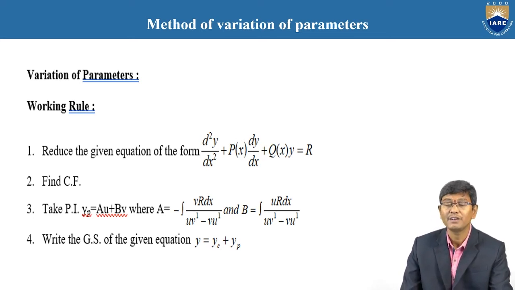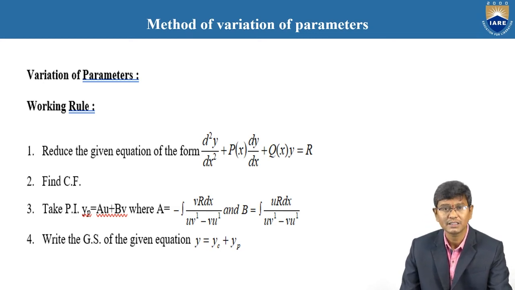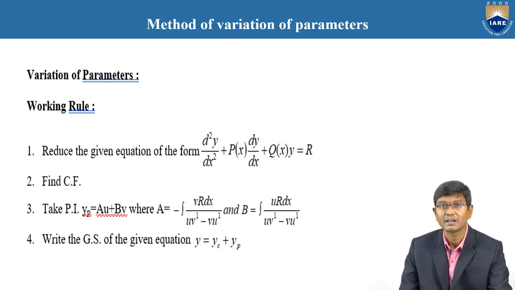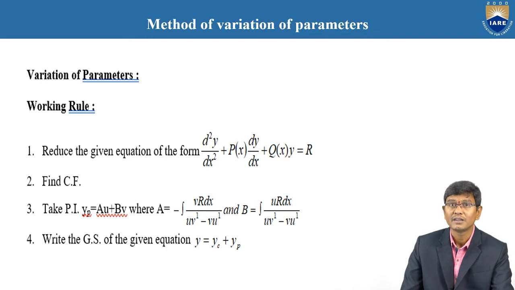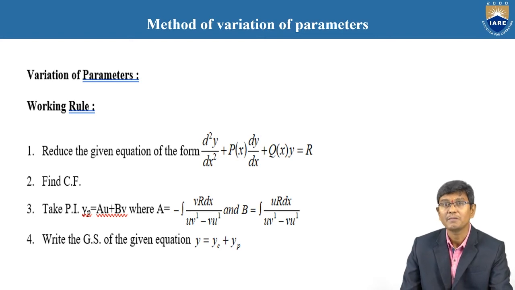Second step, we need to find the complementary function. And in the third step, we need to find the particular integral, assumed as a u plus b v, where a is the negative of the integral of v r by (u v' minus u' v) dx, and b is also an integral, that is, the integral of u r by (u v' minus u' v) dx.